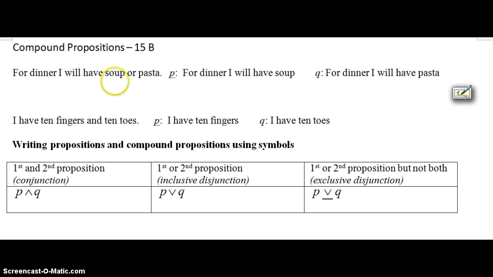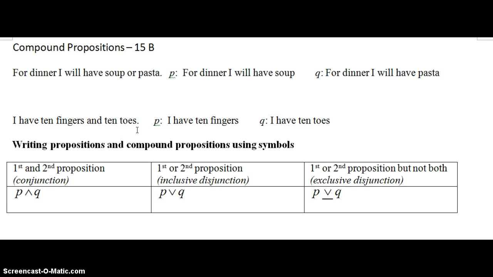So, for dinner I will have soup or pasta. There's two propositions here. The first one we'll call P: for dinner, I will have soup. The second one we'll call Q: for dinner, I will have pasta. In this case, they're joined with or. Here's another example, joined with and: I have 10 fingers and 10 toes.